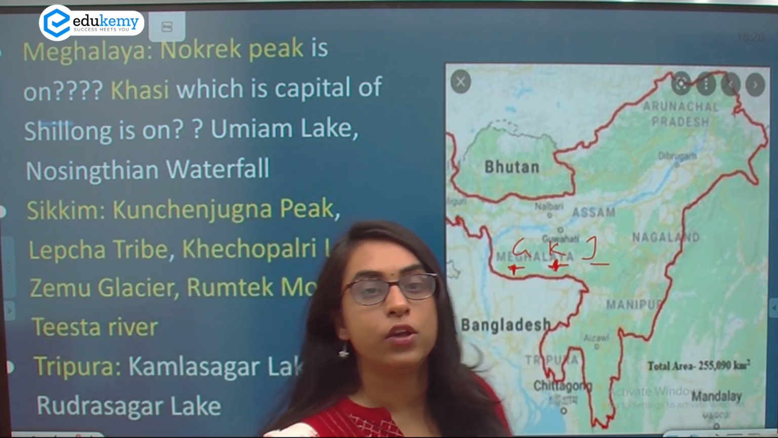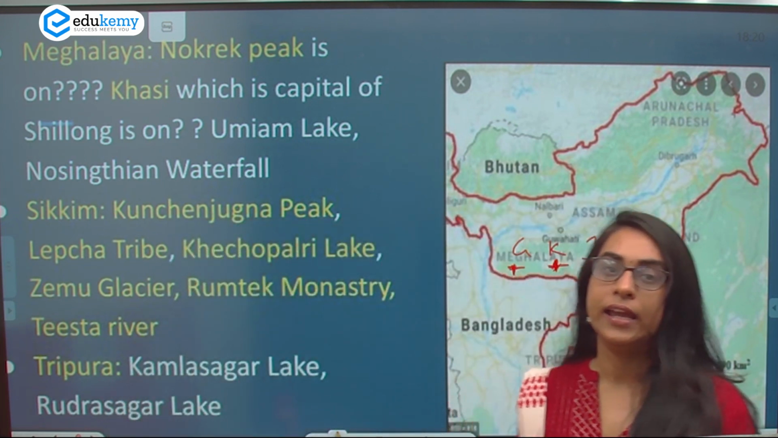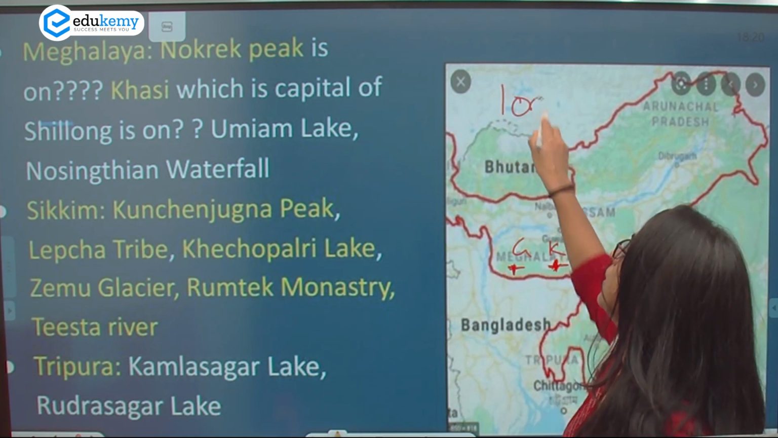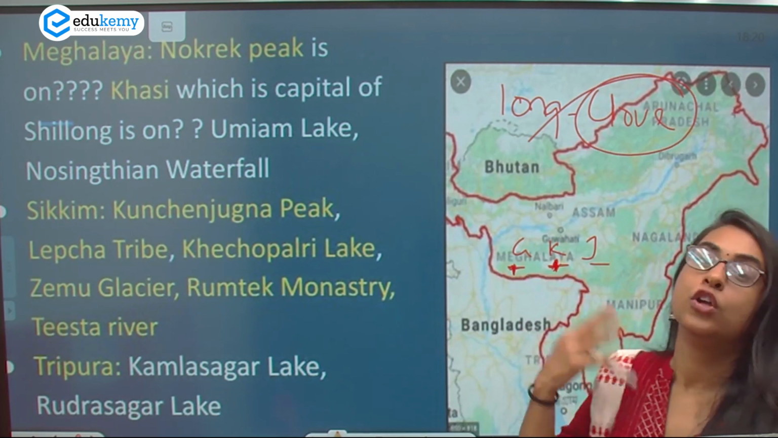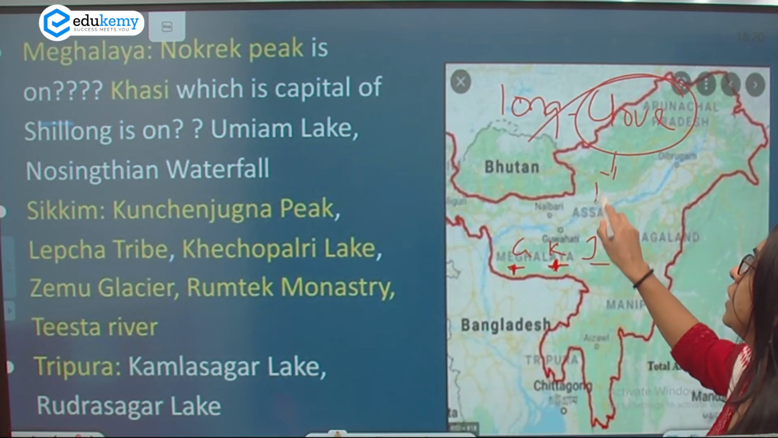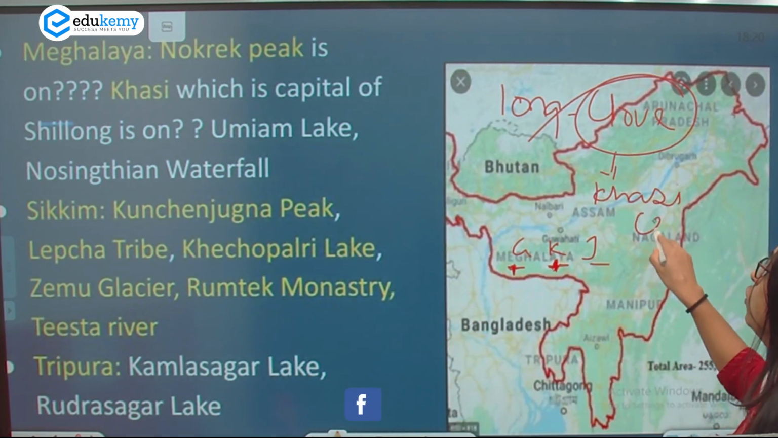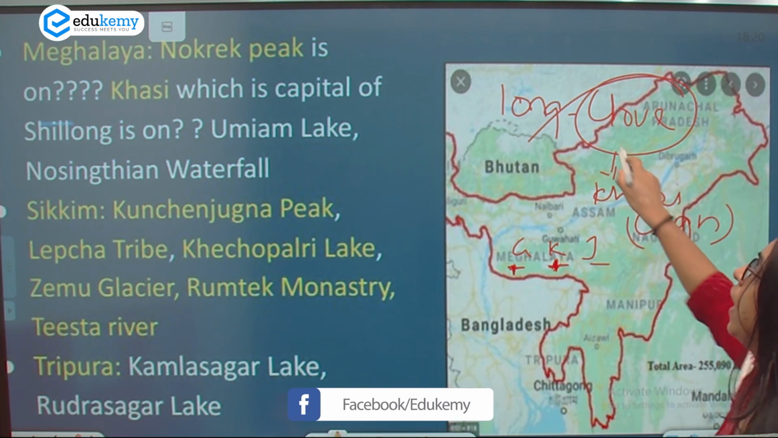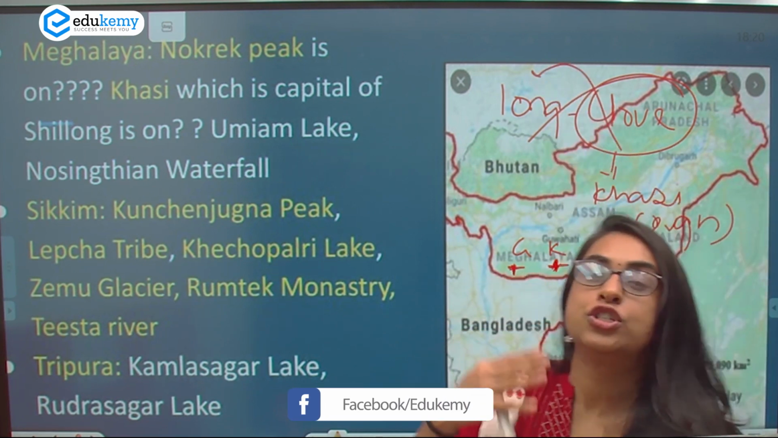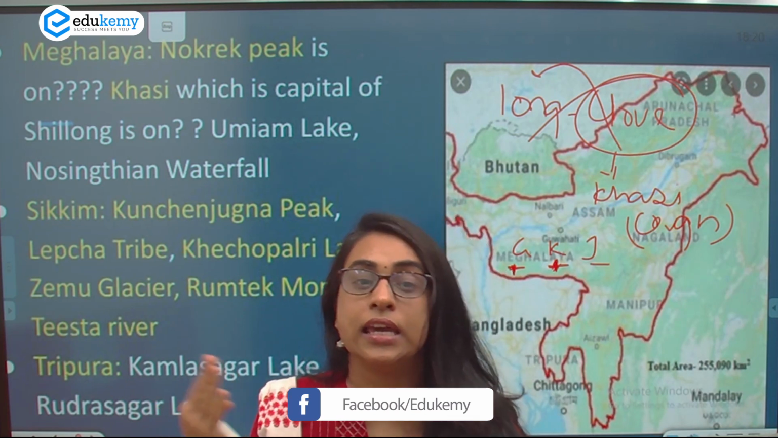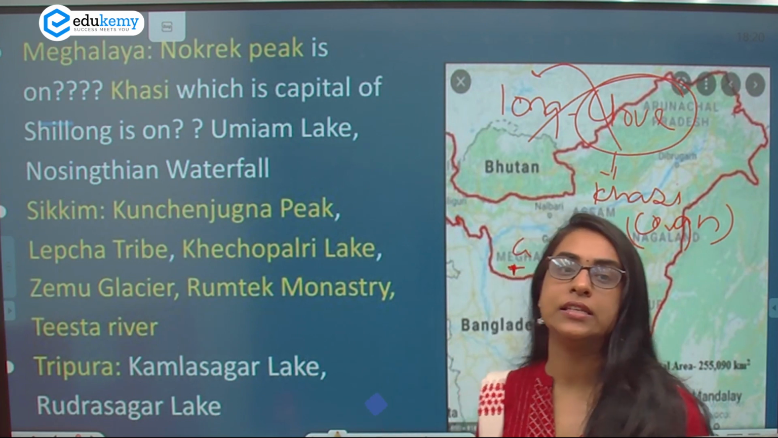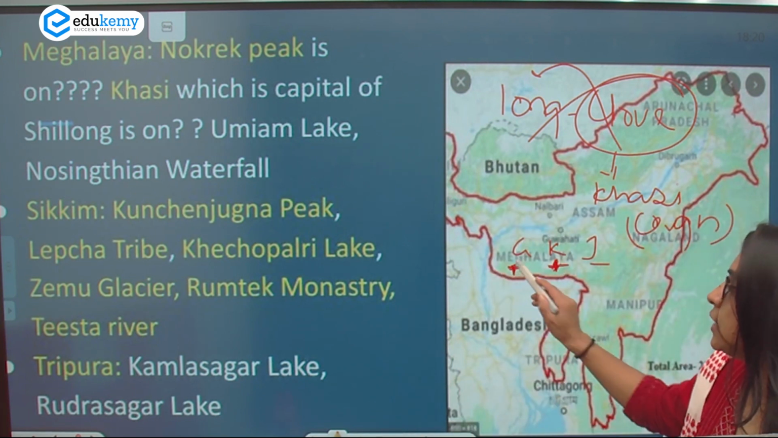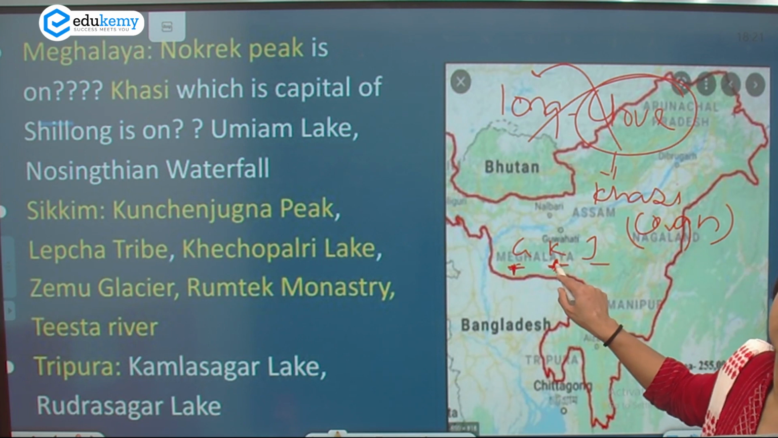So you can remember some short forms, like Shillong. Long is clove. Okay, in Hindi, long is clove. You eat clove whenever you have a cough, Khasi, and clove is basically a long. So Shillong is on the Khasi Hills. So make some mnemonics, make some tricks, and then you will remember things easily. So Nokrek Peak, we have seen, is on the Garo. The Khasi has Shillong, which is the capital of Meghalaya.